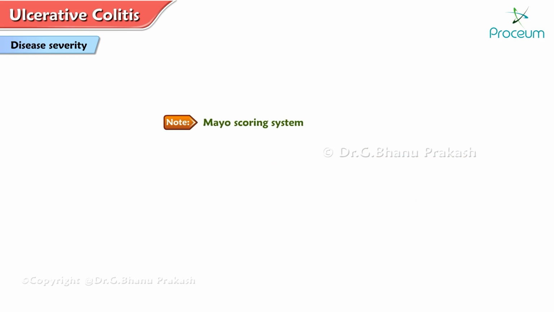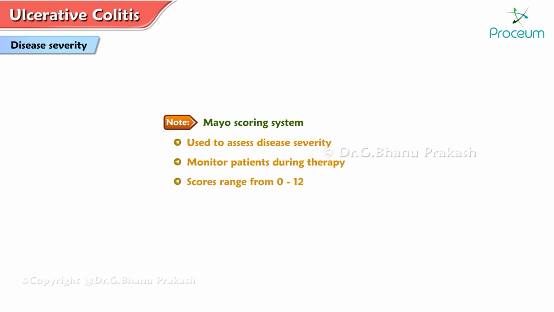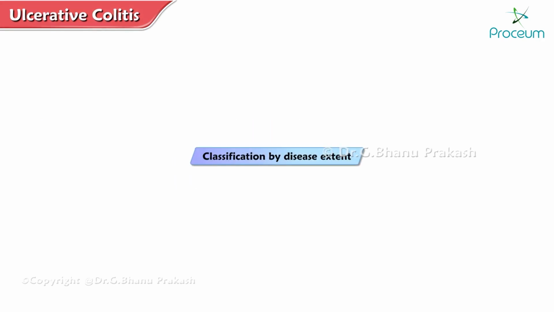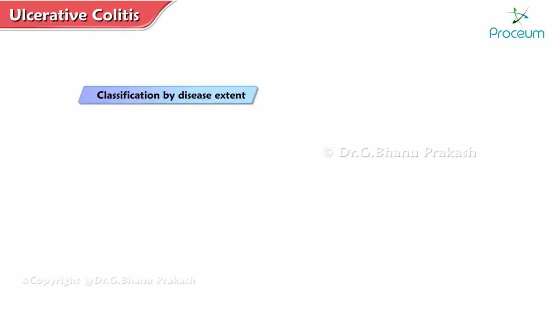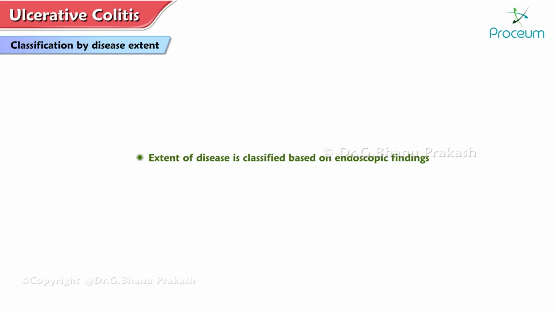Note: the Mayo scoring system can also be used to assess disease severity and monitor patients during therapy. Scores range from 0 to 12, with higher scores indicating more severe disease. Classification of ulcerative colitis by disease extent. The extent of the disease is classified based on endoscopic findings. Montreal classification for the extent of ulcerative colitis.